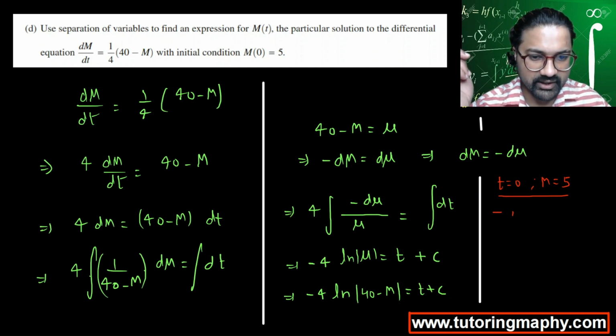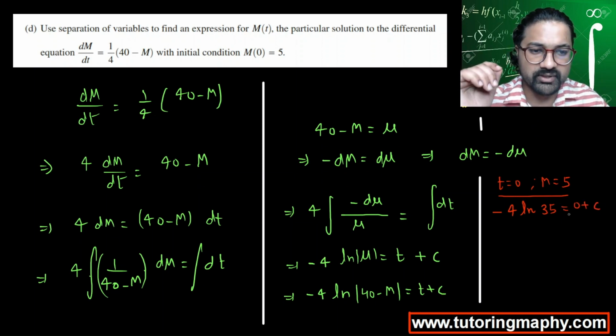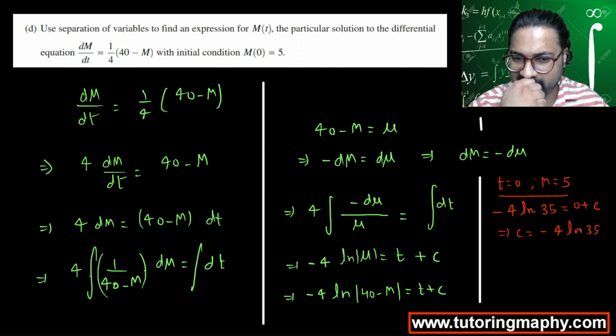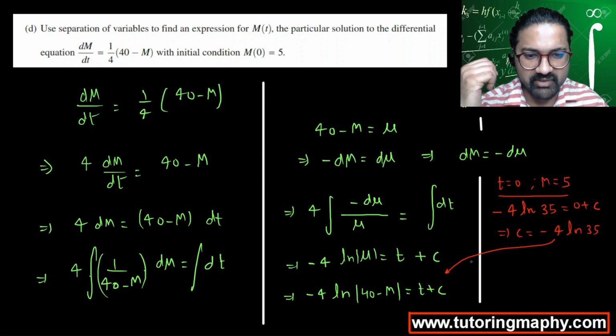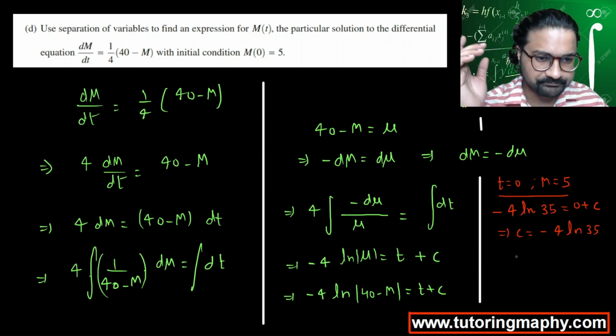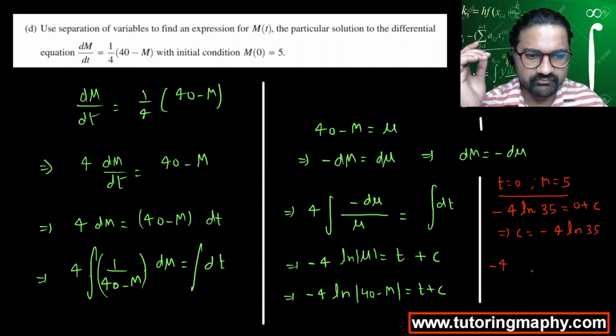This is going to look like negative 4 ln of 40 minus 5, which is 35, and the absolute value of 35 is just 35, so I'm not going to write the absolute value, is 0 plus c because t is 0. So the value of c is negative 4 ln of 35. So all we have to do is plug the c back in over here to get the value of m. So that's going to look like negative 4 ln, let's change the colors, shall we?